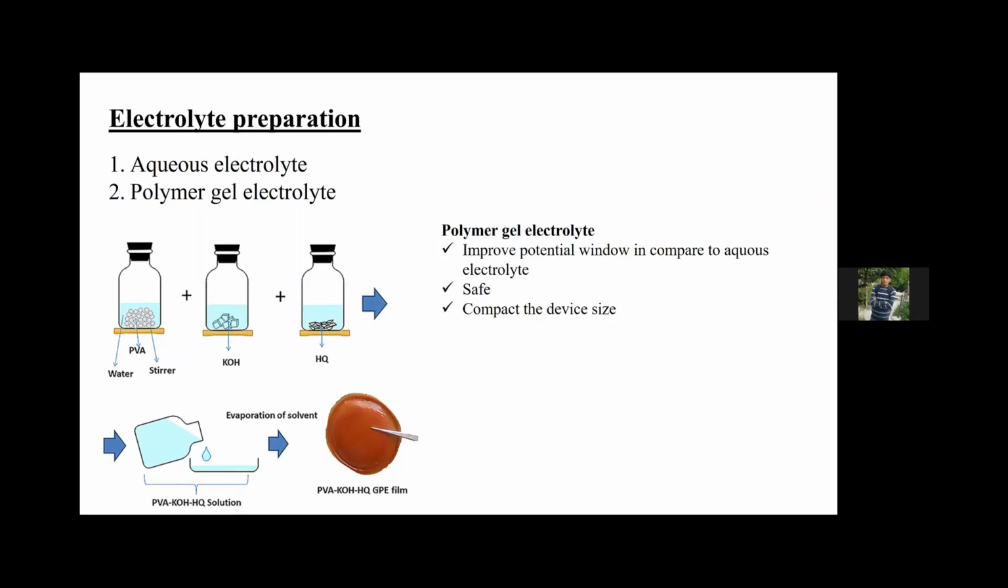In the case of KOH, it becomes a clear suspension. But if we add HQ, it has a different chemical formula, so it is not a clear suspension. But after evaporation of water, we put this gel in a petri dish and leave it overnight at room temperature. After some time the water evaporates, and we can get this type of gel polymer film, and we can use this gel polymer film to make the devices, which will be safe, and also compact in size.